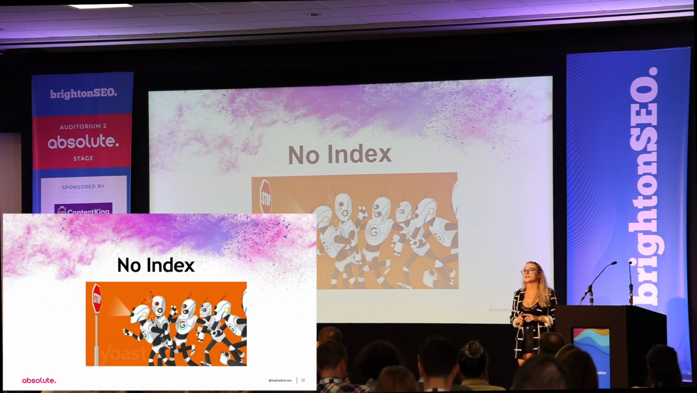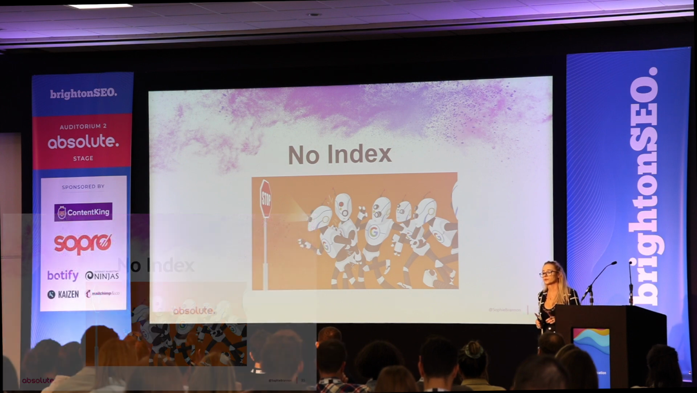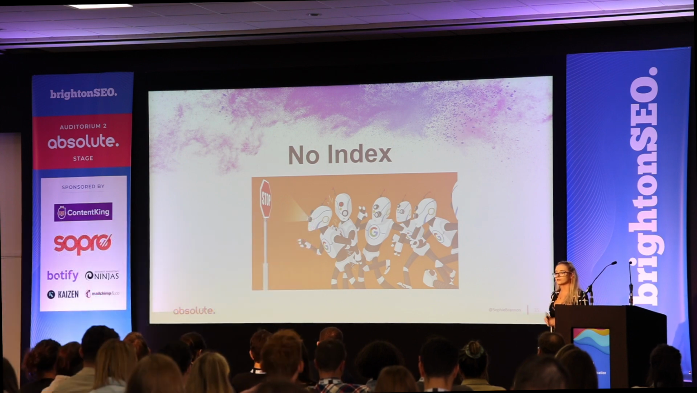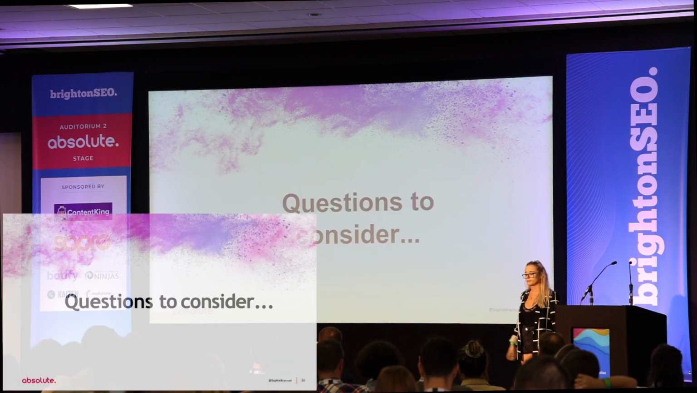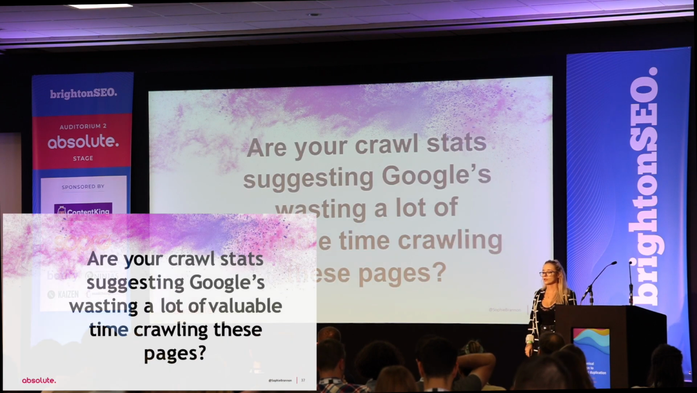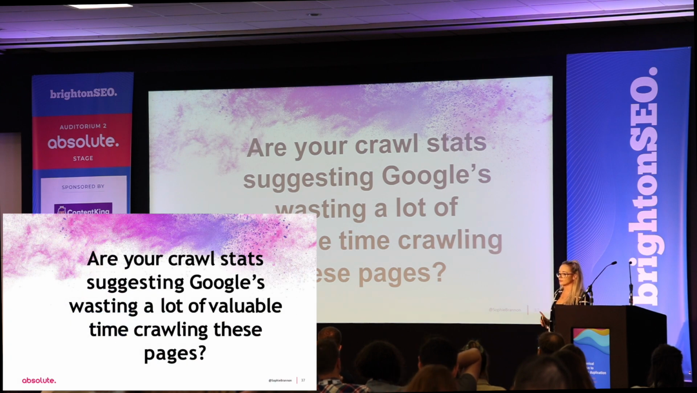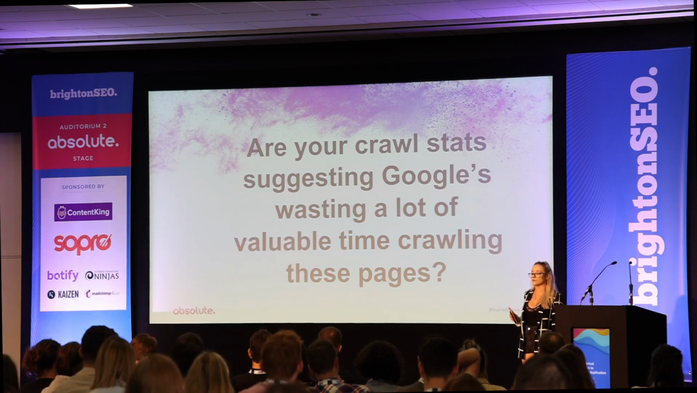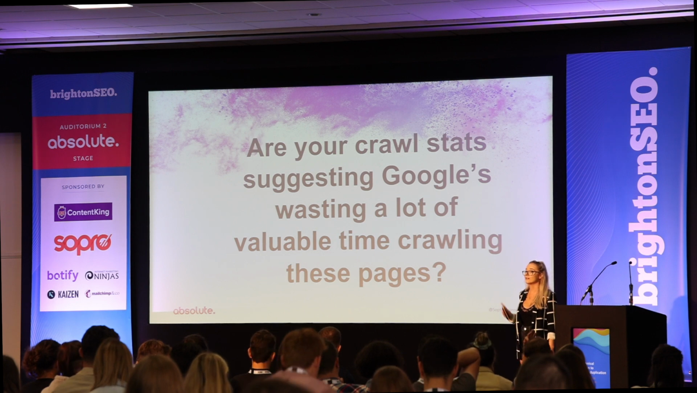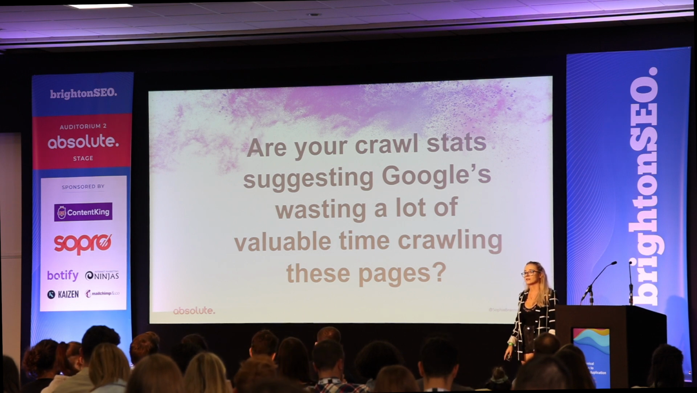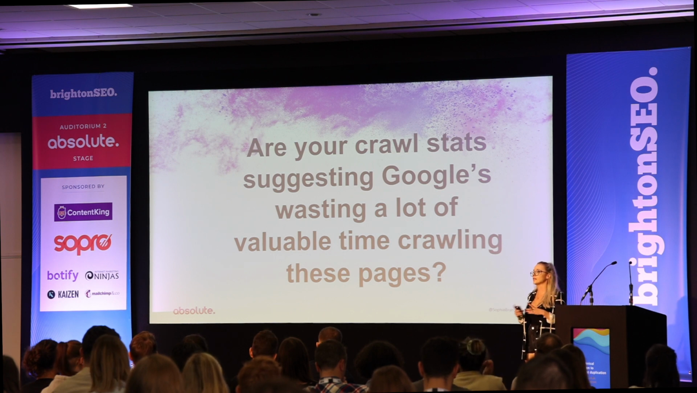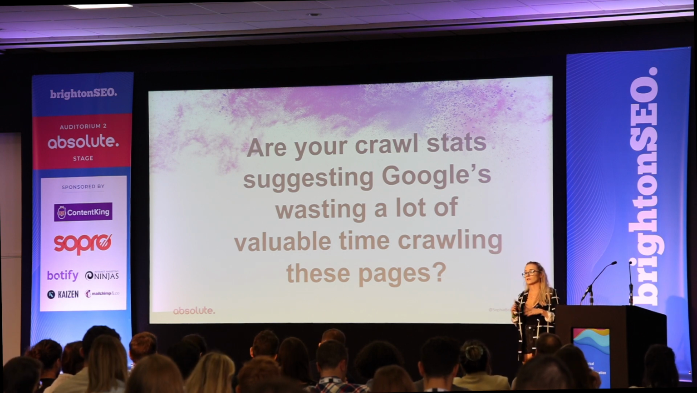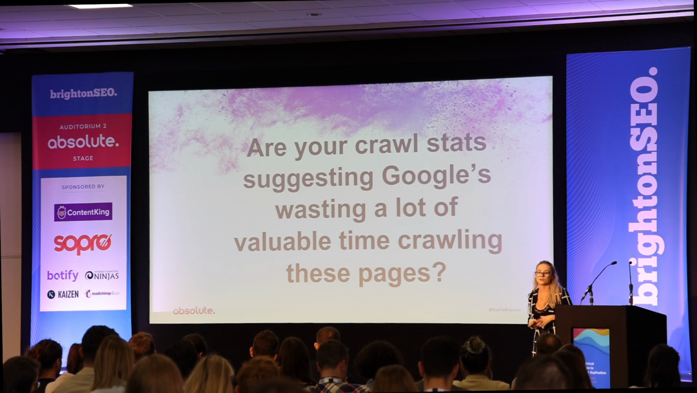But let's look at a few of the other options as well that were in the poll. So for example, no indexing, stopping the bots from actually indexing the page whatsoever. Questions to consider. Are your crawl stats suggesting that Google is wasting a lot of valuable time and a lot of crawl budget crawling all of these pages? So this is something that you really need to consider if you've got a huge website. So I'm talking e-commerce, tens of thousands, almost millions of URLs. Imagine it's Amazon, for example.